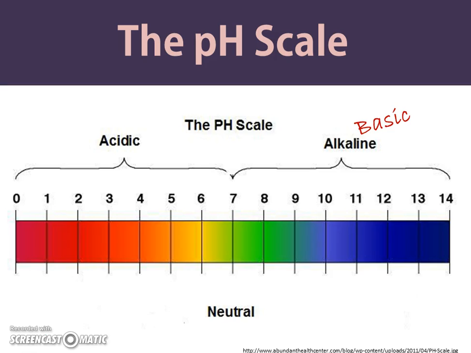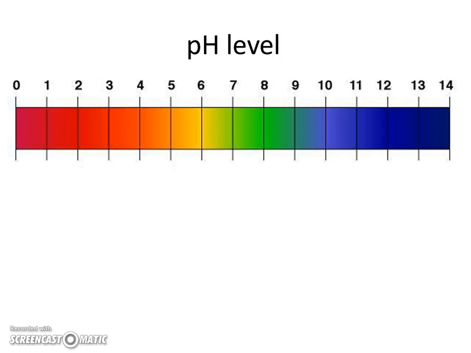Well, that all makes sense, but why is it written as lowercase p, capital H? Well, there's definitely a reason for that. The p represents the inverse log, and the H represents the concentration of hydrogen ions in solution, as you just saw. So really, what pH is a measure of is the concentration of hydrogen ions.